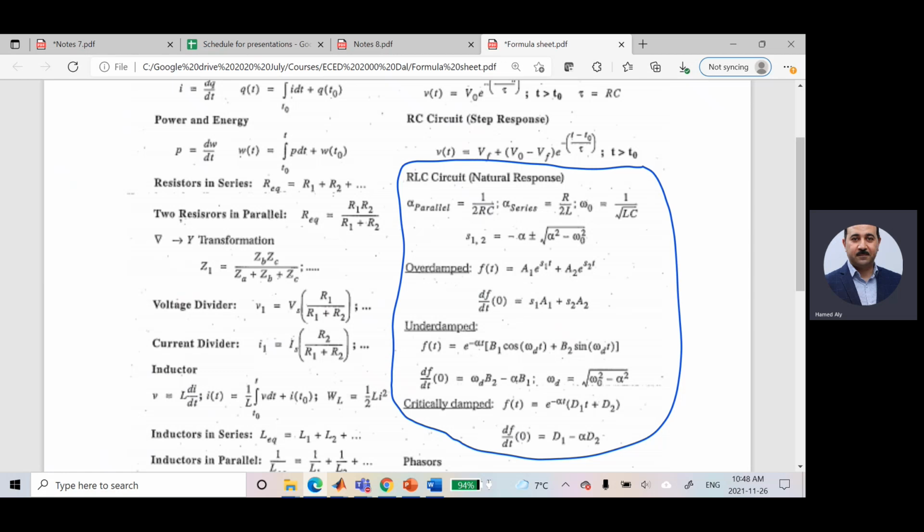use this formula sheet. So I gave you 3 different cases for f of t, and I said f of t. I didn't say v or i, because all of these equations could be used for v or i based on the circuit. So I give you the general equation: f of t is equal to a1 times e to the power s1t plus a2 times e to the power s2t. And I told you this is the natural response case.